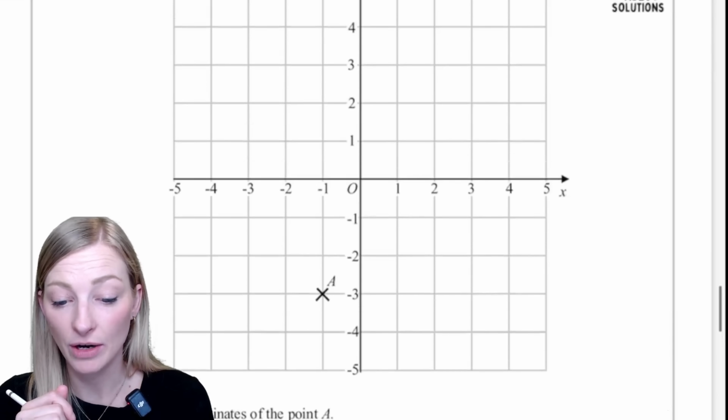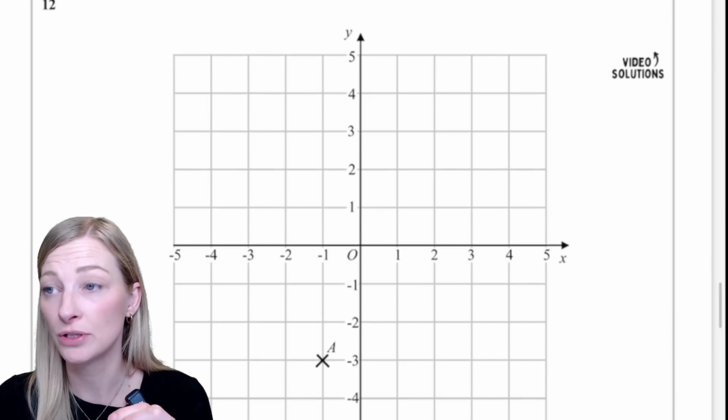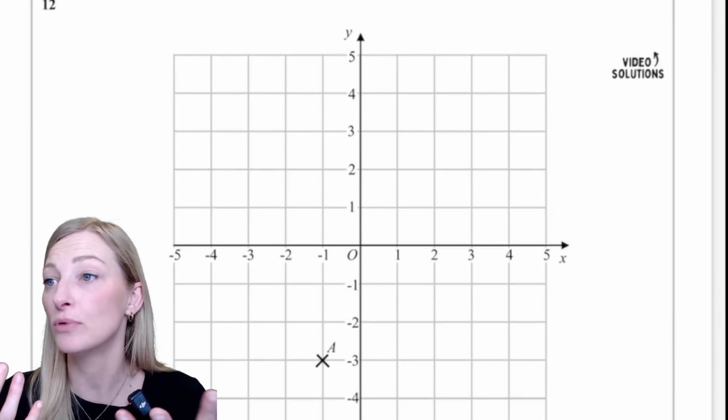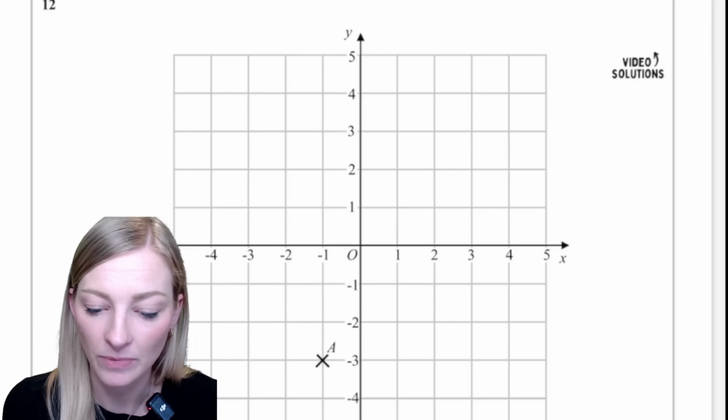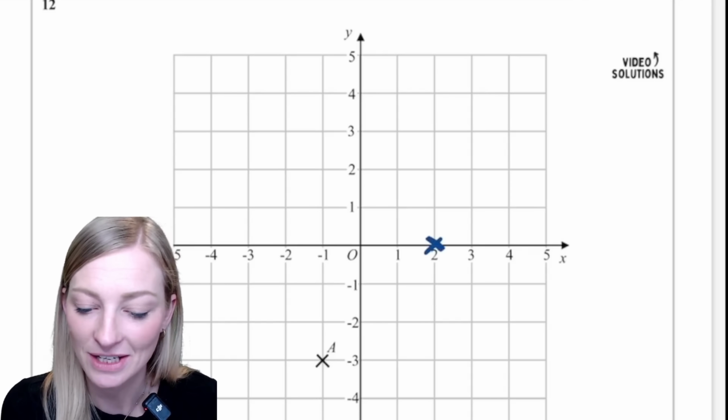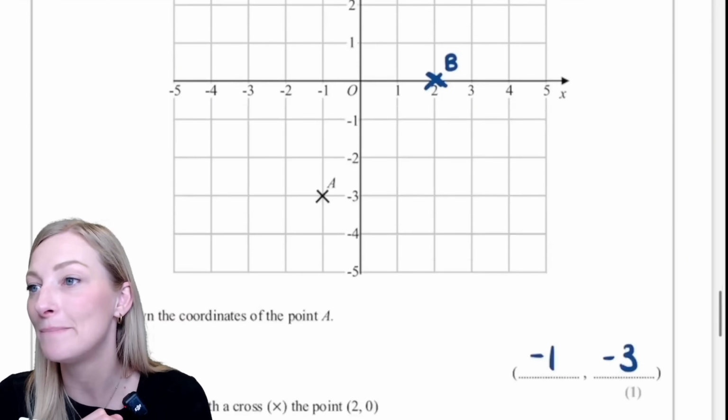It then says on the grid, mark with a cross the point 2, 0, label this point B. So 2, 0 is going to be 2 across, and then we are not going to go up or down. The y coordinate is 0, so it's going to stay at 0 and not lift up or go down. So that there is your coordinate B.